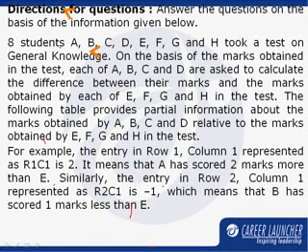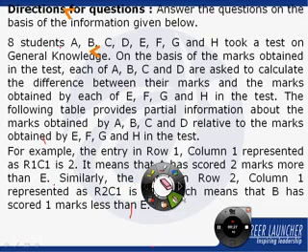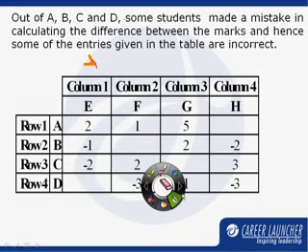In this set of problems, we are given that there are 8 students A, B, C, D and E, F, G, H. They have taken a test on general knowledge, and on the basis of the marks that they have obtained, A, B, C and D calculate the difference between their marks and each of E, F, G and H. The difference of the marks are given in this table.